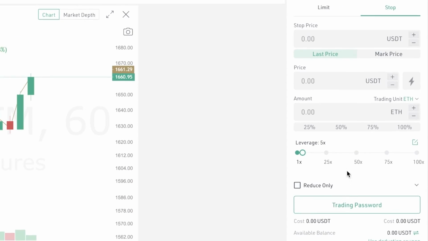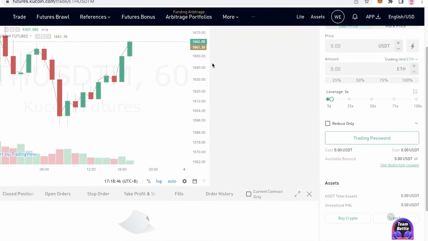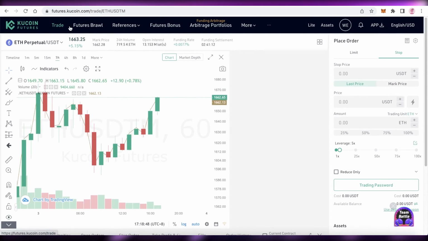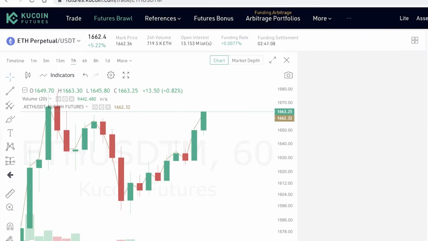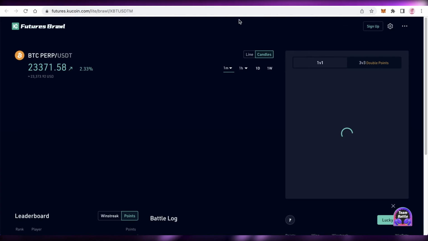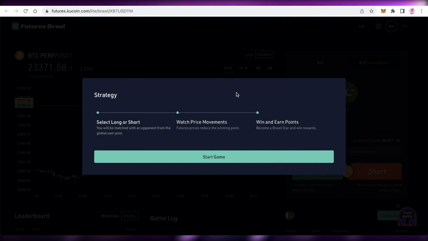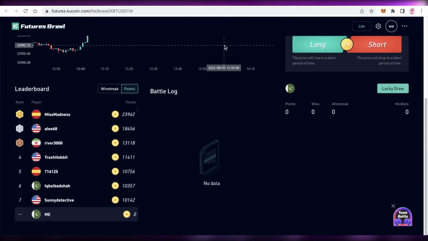So the stopping price can be added over here as well to make sure that you have the minimum amount of losses. Now, on the top of your screen, you're going to see that you have your futures brawl as well. So they have other futures options as well. So you can see you have longing and shorting, and this is basically a game. You can win and earn points, and it's less risky.